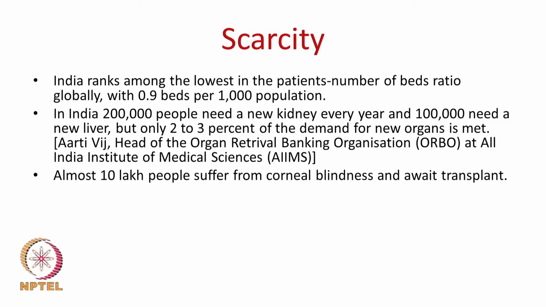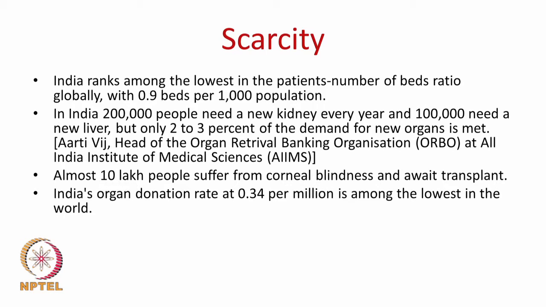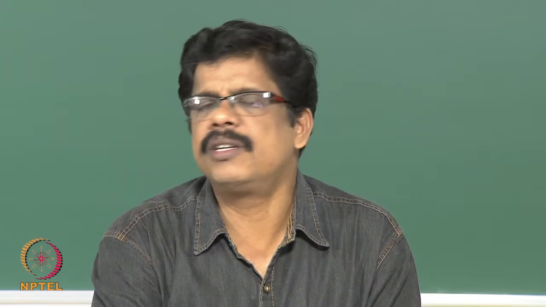Almost 10 lakh people suffer from corneal blindness and await transplantation in India. India's organ donation rate, at 0.34 per million, is among the lowest in the world, in spite of the fact that we are the second most populous country in the world. A lot of people die, and there is a lot of scope if proper harvesting of organs is made, with public awareness and other things, which we fail to achieve. So where is the failure? What is the reason for this failure are things we have to explore, but that is not the concern of this lecture. That is a different issue, an entirely social issue.